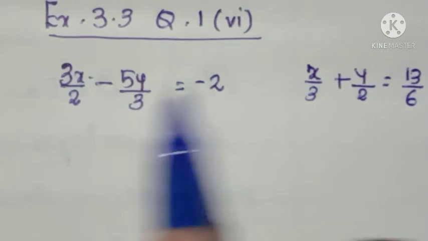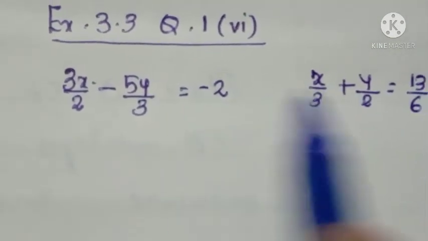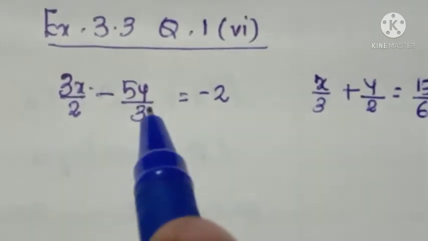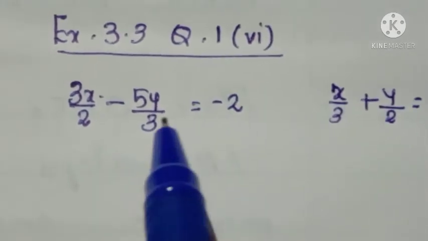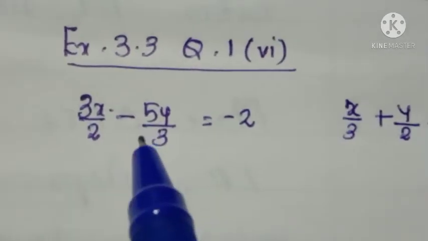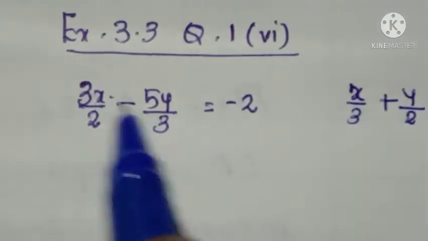Listen. The given pair of linear equations are not in general form. So we have to convert these equations into their general form. For this, take cross multiplication.